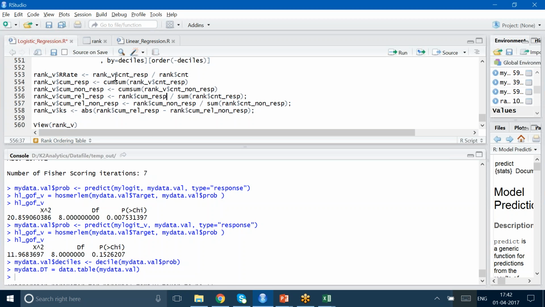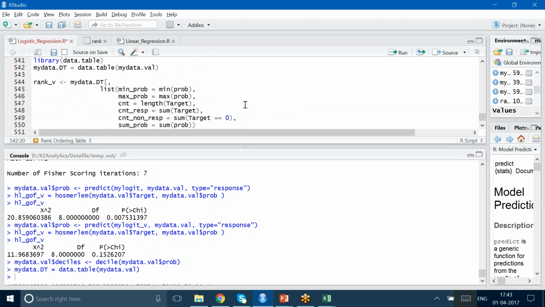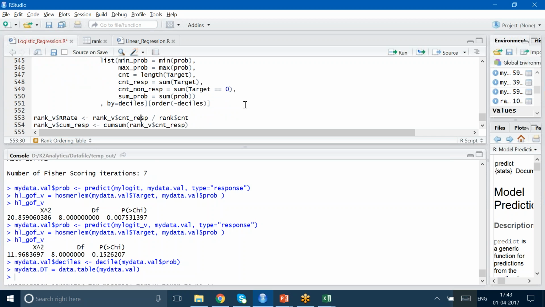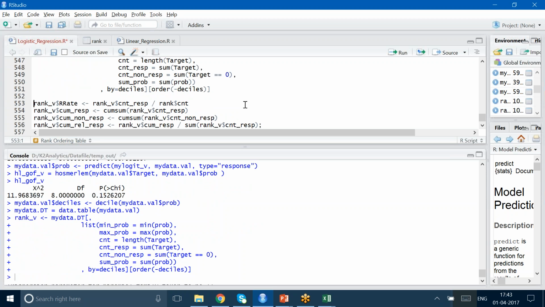Underscore v, underscore v. Yeah, everything changed. So I have done this step. My data table I have created. Now this is the aggregation step which I am doing. So let me run the aggregation step. Aggregation done, and then I'm now computing.